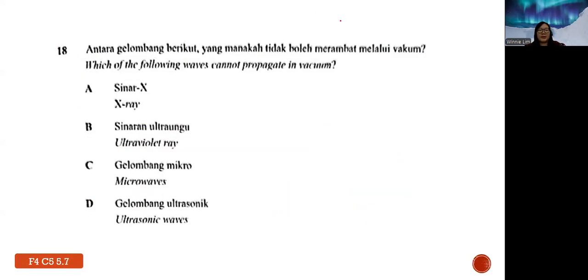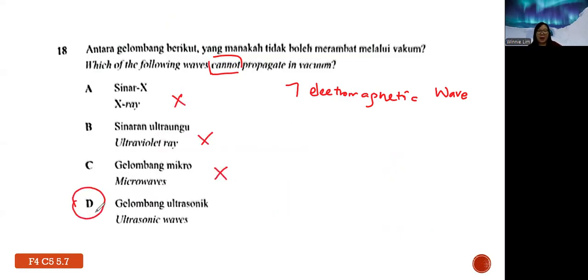Question 18. Which of the following waves cannot propagate in vacuum? Cannot, okay, so what waves can propagate in vacuum? The 7 electromagnetic waves: radio wave, microwave, infrared, visible light, ultraviolet, X-ray, and gamma ray. So all these can propagate in vacuum, so they are not the option. So the answer is D, ultrasonic wave.